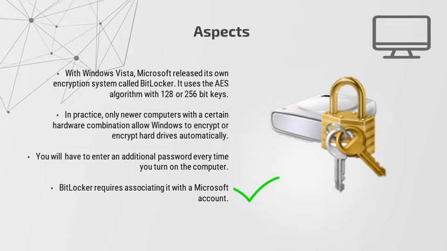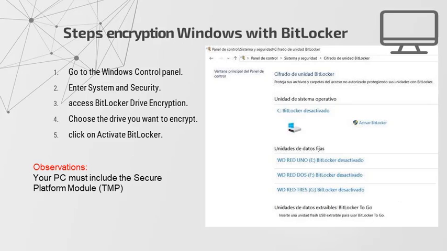BitLocker requires associating it with a Microsoft account for greater security. Steps, encryption Windows with BitLocker. First step, go to the Windows control panel. Second step, enter system and security. Third step, access BitLocker drive encryption.